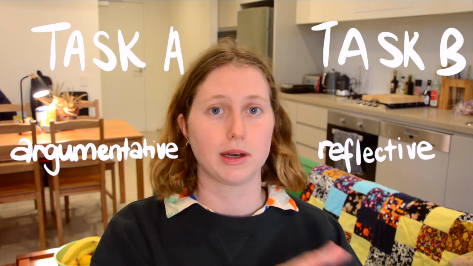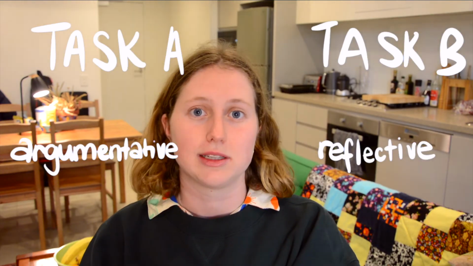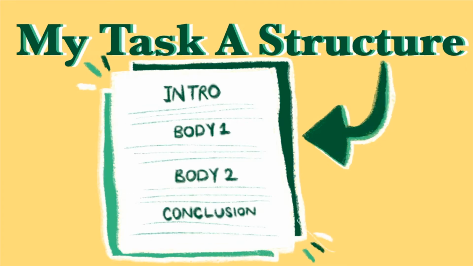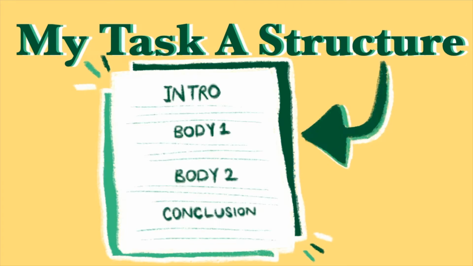You can write a reflective or creative or whatever you want to on task A, it's really up to you. But what I found worked for me was an argumentative for task A and a reflective/personal one for task B. In saying that, with argumentative essays, I used the structure of intro, body, body, conclusion. So I had 4 paragraphs all up with 2 body paragraphs.